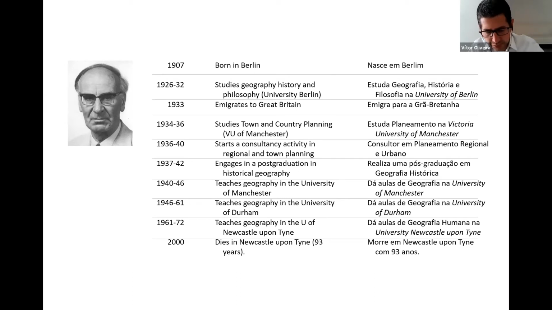When he got to the UK, he started to work as a planner, and that is a very important thing to understand how the concepts that he would elaborate have the potential to be used in practice. So he was not just a geographer, he was a geographer that was then trained in planning and that did act as a planner during some years. In the 40s, he went back to geography, and he started to teach, first in Manchester and then in Newcastle.